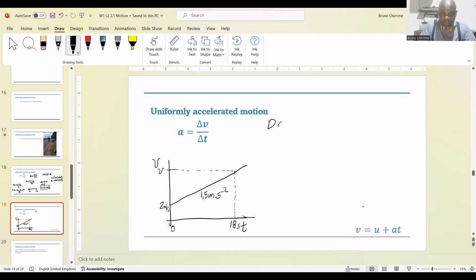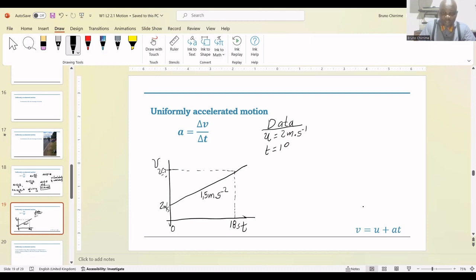Now it's not 0 anymore. You see, we're getting a little bit interesting. And next we have the time, 18 seconds. So all of this takes place within 18 seconds. And we also have acceleration given to us as 1.5 meters per second squared. And what we want here is final velocity.